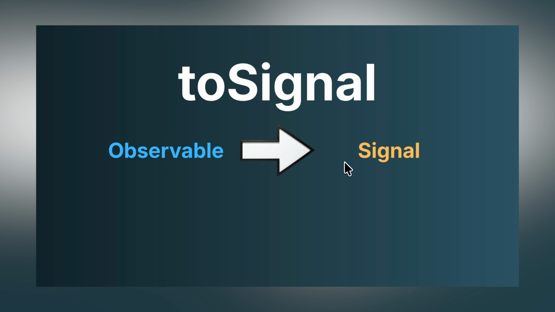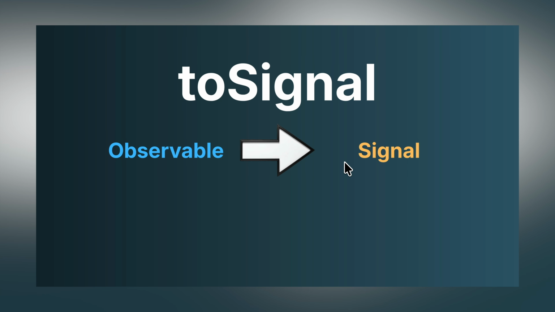In the previous episode, we talked about takeUntilDestroyed, the cleanest way to auto-unsubscribe from an observable when a component is destroyed, and about hot versus cold observables. If you haven't seen those, links are in the description. They will make this video click a lot faster.